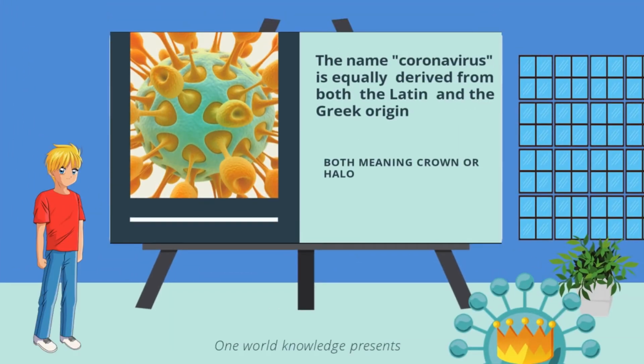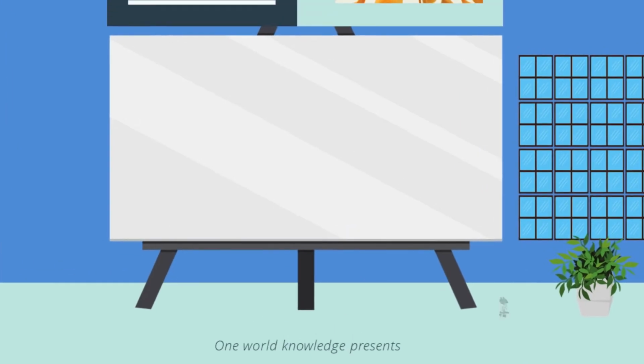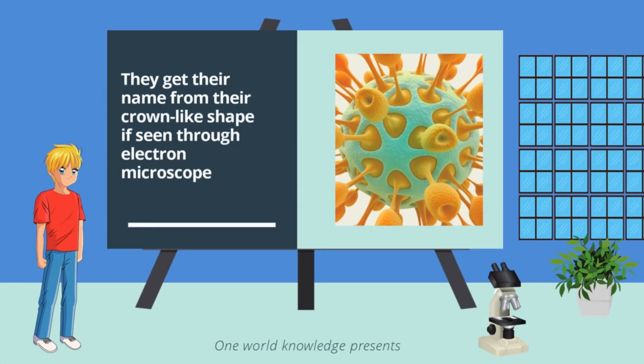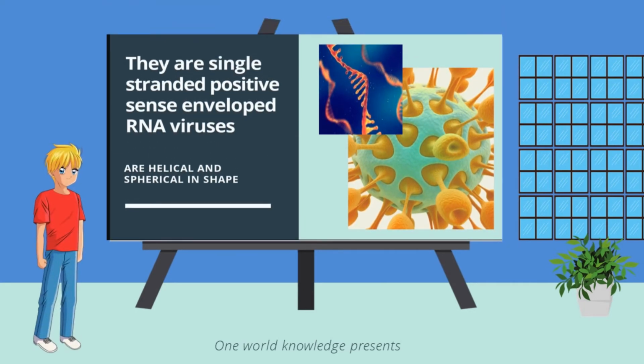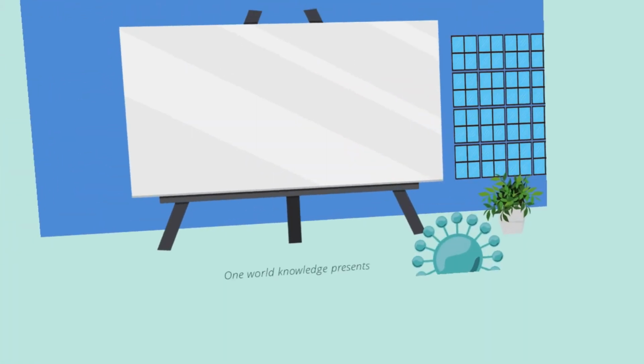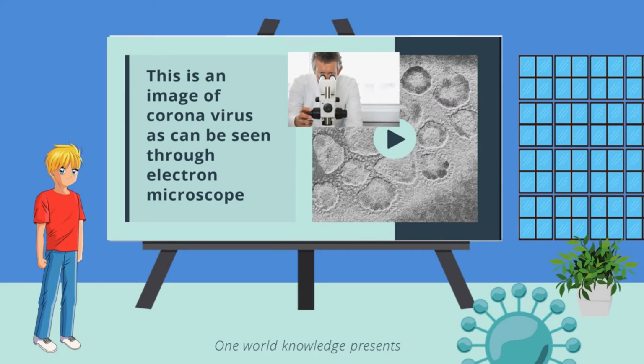The name coronavirus is derived from both Latin and Greek origin, and both have the same meaning, crown or halo. They get their name from their characteristic crown-like appearance if seen through an electron microscope. They are single-stranded positive-sense enveloped RNA viruses and are helical and spherical in shape. This is an image of coronavirus as seen through an electron microscope.